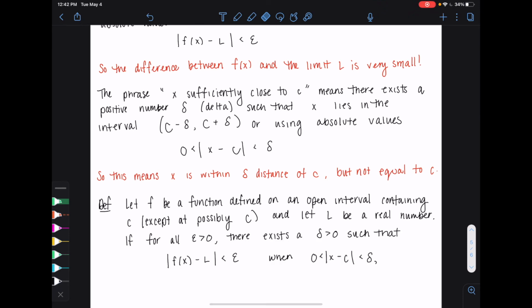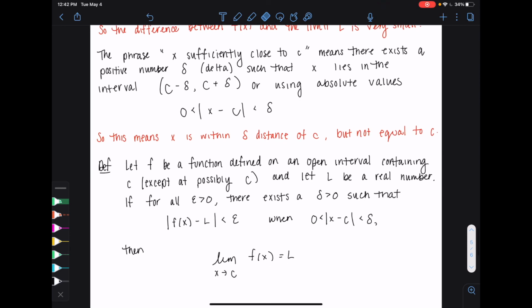If, no matter how small I make an epsilon, there exists a delta so that if my x is delta distance from C, my y is epsilon distance from L. If no matter what distance I give you, you can find x's nearby, then I can say the limit as x approaches C for my function is equal to L.